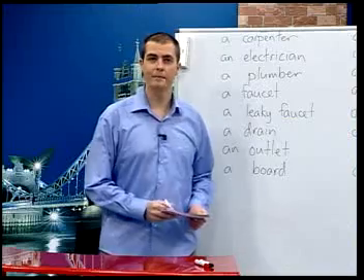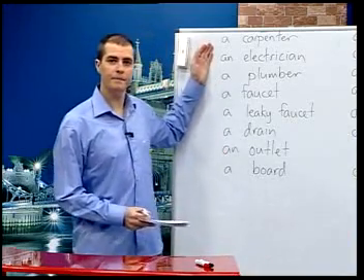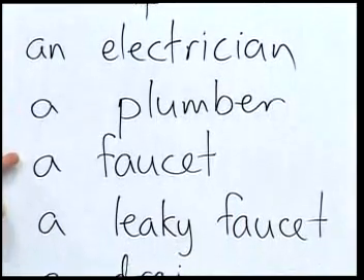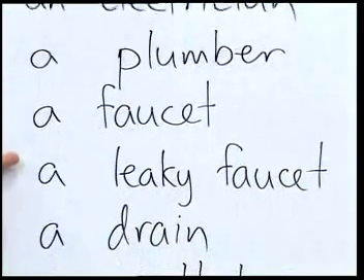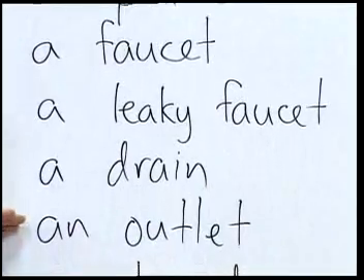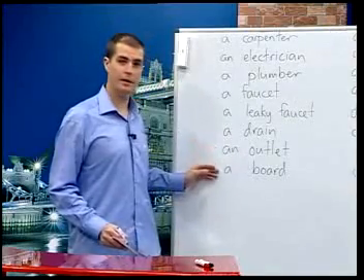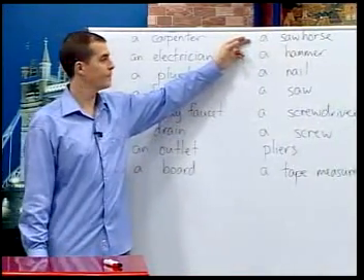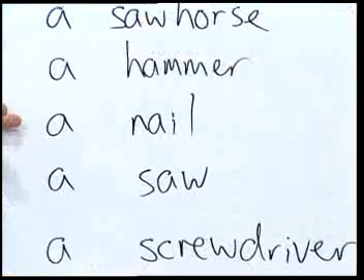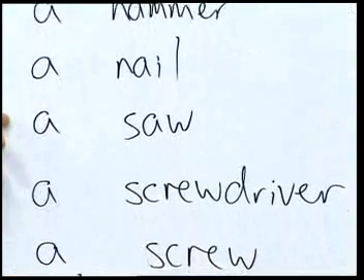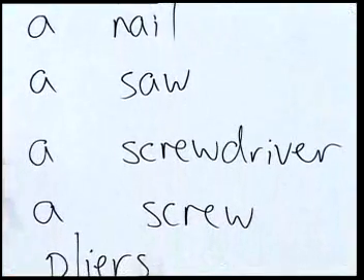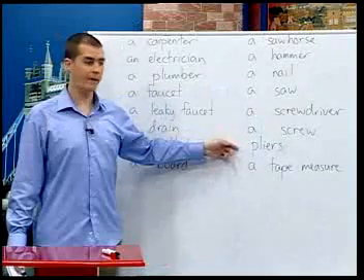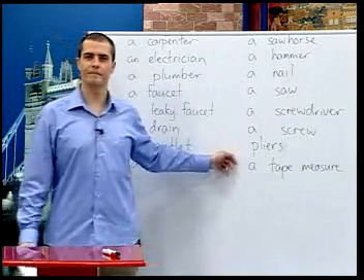Well, let's repeat these again. A carpenter, an electrician, a plumber, a faucet, a leaky faucet, a drain, an outlet, and a board. Over here we have a sawhorse, a hammer and a nail, a saw, a screwdriver and a screw, pliers, and finally a tape measure.